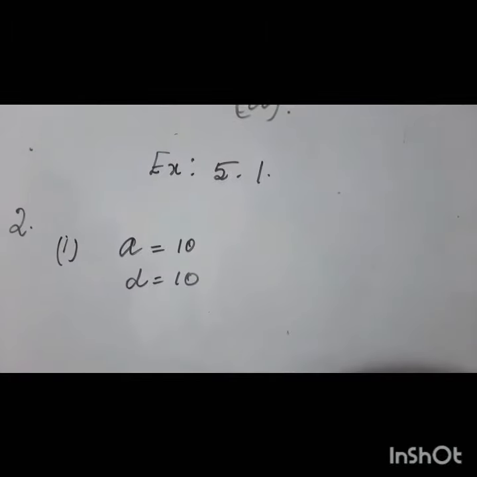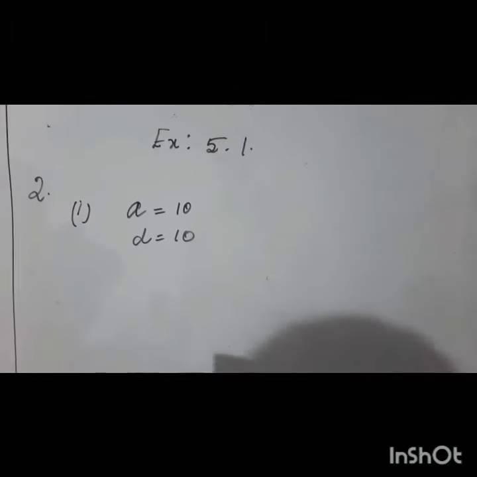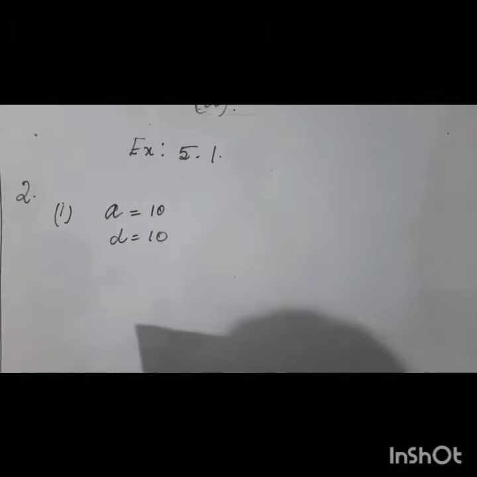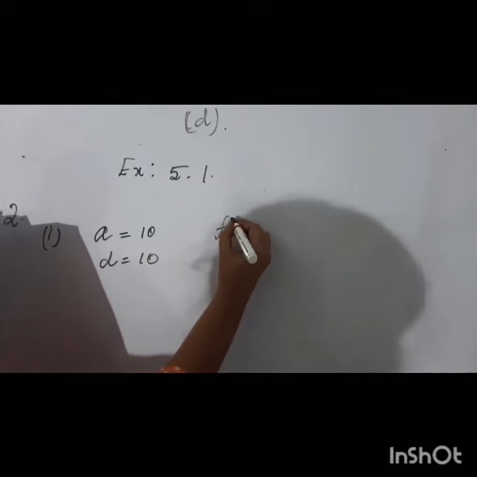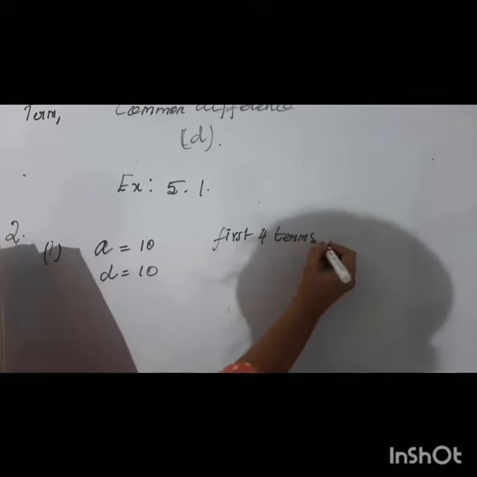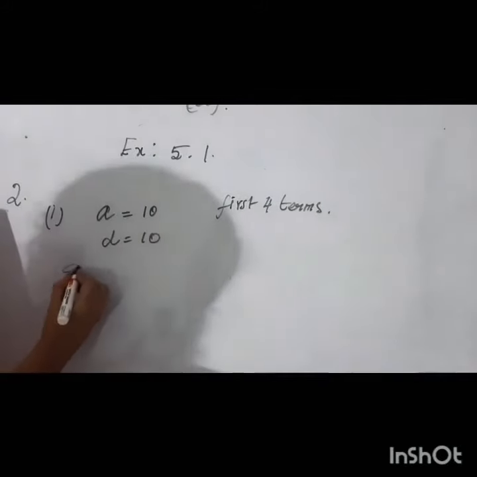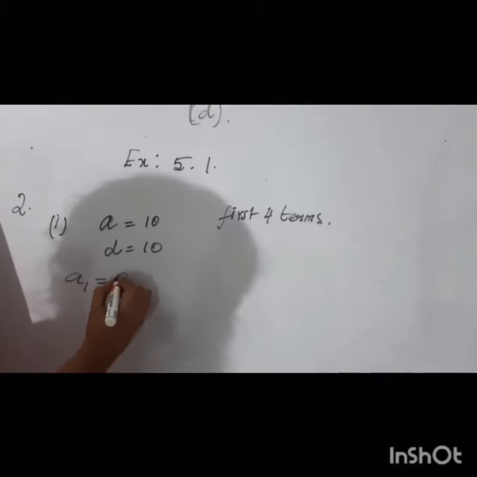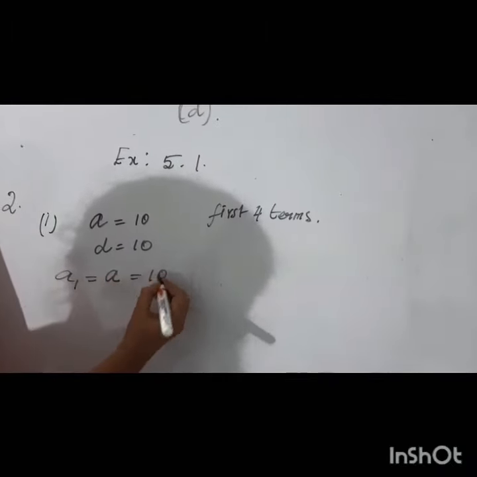We are going to add the common difference to each term to form an AP. And what they ask you to do is find the first 4 terms. We are going to find the first 4 terms. What is your first term? First term is nothing other than A, which is equal to 10.